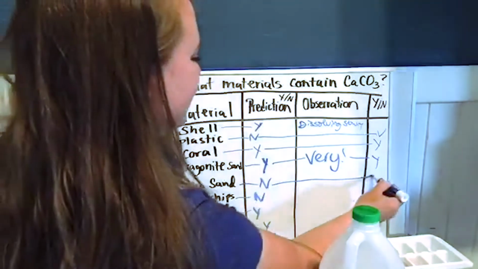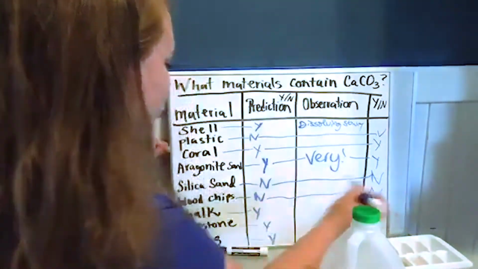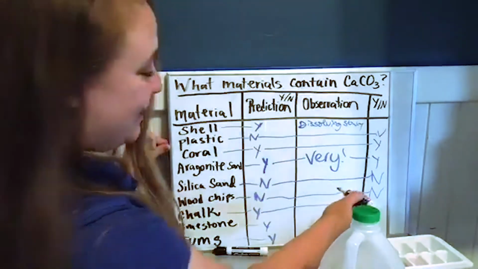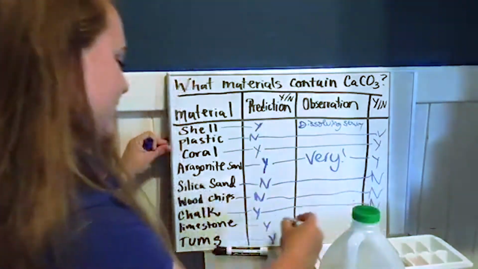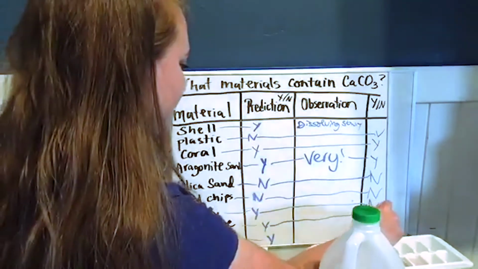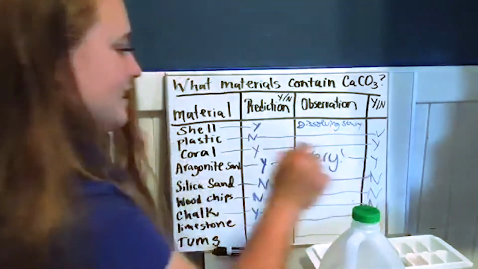Silica sand, nope. Wood chips, no calcium carbonate there. Chalk, I'm going to say no for this one. We might have to try a new type of chalk to get some dissolving. Limestone, yes, although slow. Tums, yes too.